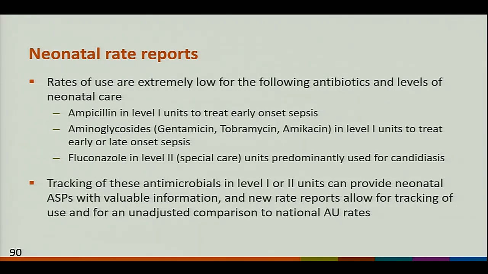Similar to the adult and pediatric SAARs, there are rate reports available for specific neonatal antibiotic and location type combinations. These include ampicillin in level 1 units to treat early onset sepsis, aminoglycosides in level 1 units to treat early or late onset sepsis, and fluconazole in level 2 units predominantly used for candidiasis. These antibiotics are used at very low rates in these units, but are all valuable for antimicrobial stewardship programs, and these rate reports allow ASPs to track the use of these antibiotics. But keep in mind that the rates shown are for national comparison and are unadjusted rates.